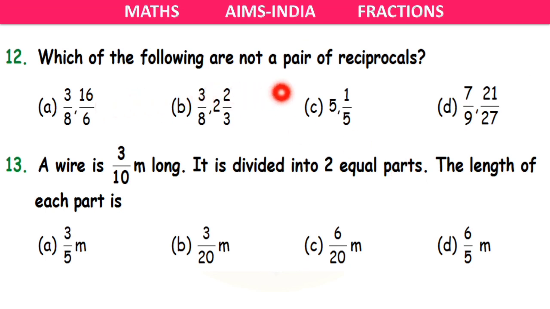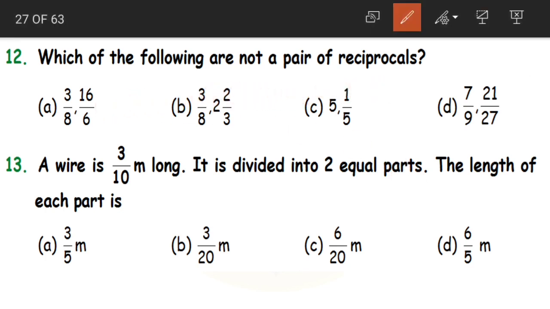Which of the following are not a pair of reciprocals? Now again, we know what reciprocals are, right? Let us check which of the following are not a pair of reciprocals. Now 3 by 8 and 16 by 6. If you look at this suddenly, you will say this is 3 by 8, the reciprocal should be 8 by 3, this is our wrong option, then this is not a reciprocal, so option A becomes the right answer. But it is not true.